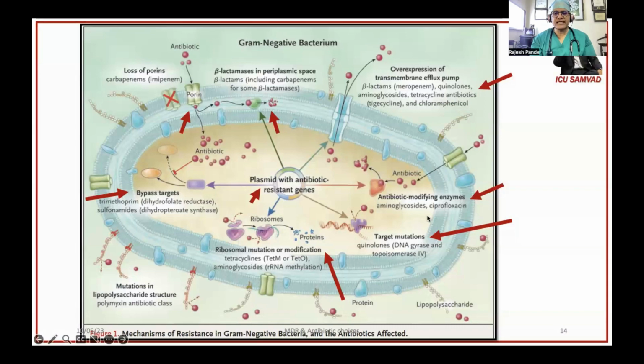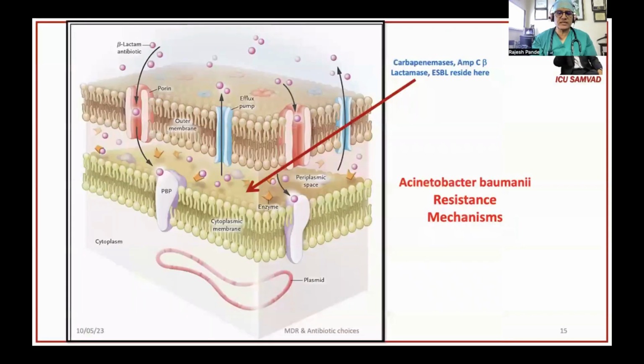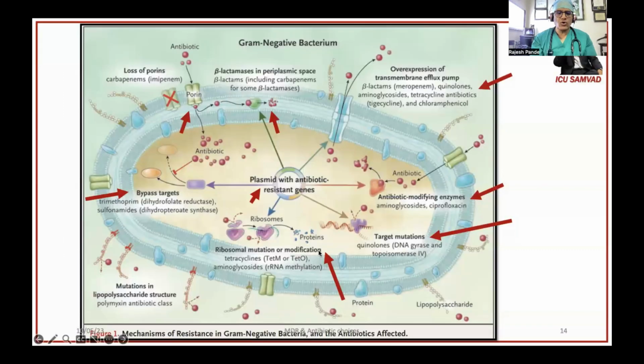And then you can see that the antibiotic modifying enzymes are there in the bacteria. Then the bacteria can cause target mutation, whereas the fluoroquinolones may not work because the target is mutated now, or it can cause ribosomal mutation or modification so that aminoglycosides, tetracyclines, they cannot work, or it can modify the lipopolysaccharide structures again, so that the polymyxin class is affected adversely.